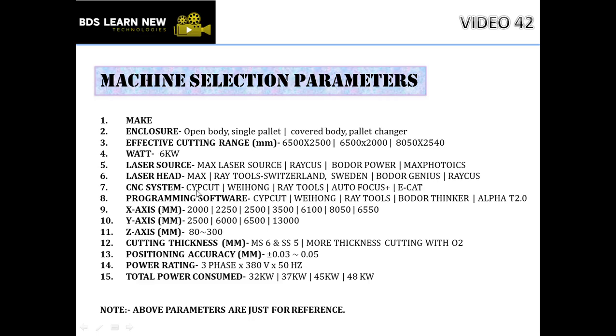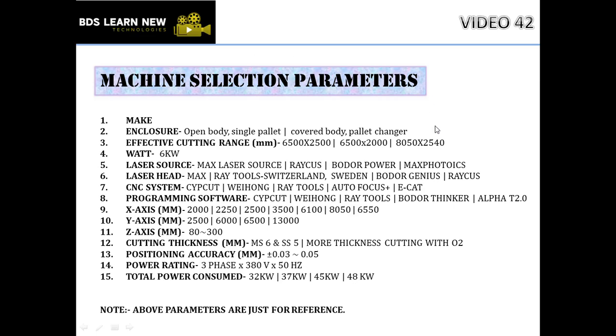Then we have the CNC systems, like this. We have the programming software, which is like SIPCUT, YHOM, RayTools, Godot Thinker, Alpha T2. So these programming software we are using to input the DXF data to the machine. Then we have the x-axis, y-axis, and z-axis coordinates, like this. We have the cutting thickness range in mm, like this. We have the positioning accuracy in mm, which is from plus minus 0.03 to 0.05. Then we have the power rating, like 3-phase, 380 volt, and 50 hertz. Then total power consumed, like this in kilowatt.